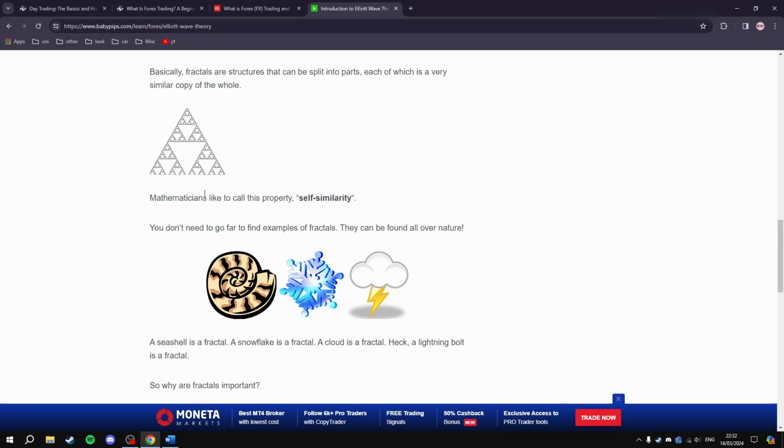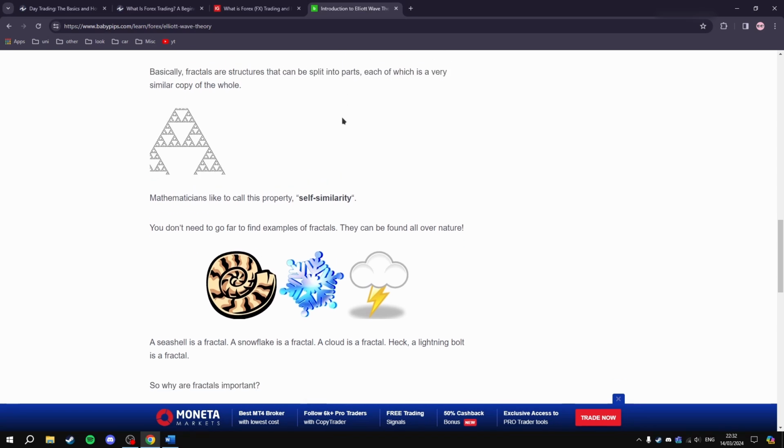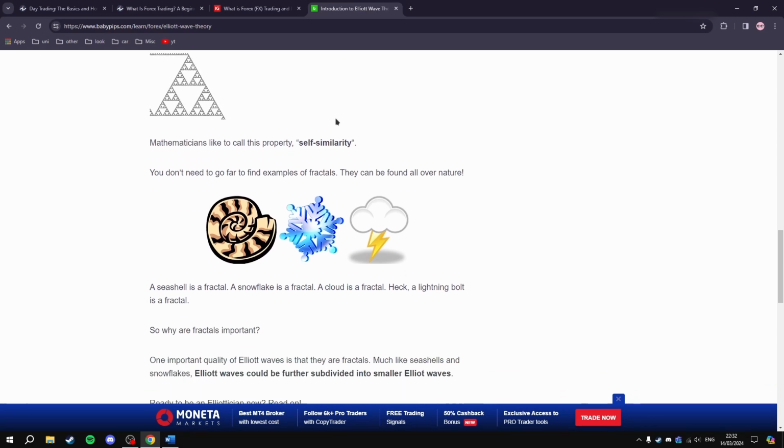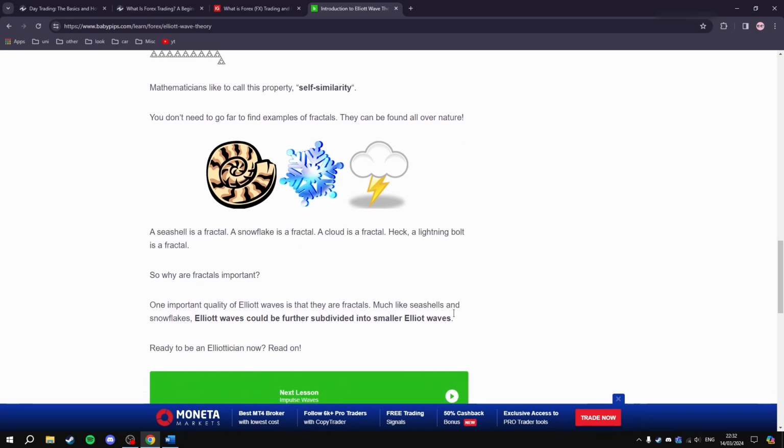You don't need to go far to find examples of fractals. They can be found all over nature. A seashell is a fractal, a snowflake is a fractal, a cloud is a fractal, heck, a lightning bolt is a fractal. So why are fractals important? One important quality of Elliott waves is that they are fractals. Much like seashells and snowflakes, Elliott waves could be further subdivided into smaller Elliott waves.